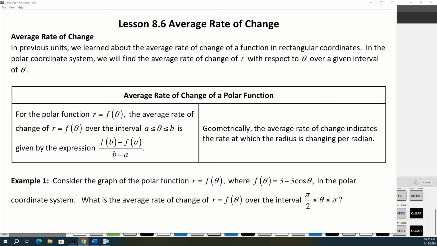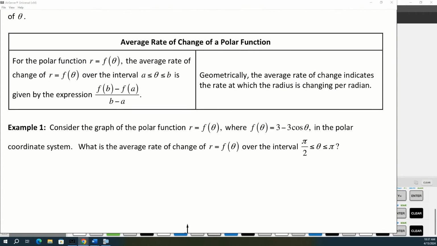Right, so this last lesson is on finding the average rate of change of a polar function. And you already know how to do pretty much everything in this lesson. So we're going to review some things that we haven't done in a while. One of them we haven't done since Unit 4, but we've done the average rate of change quite a bit throughout the whole year.